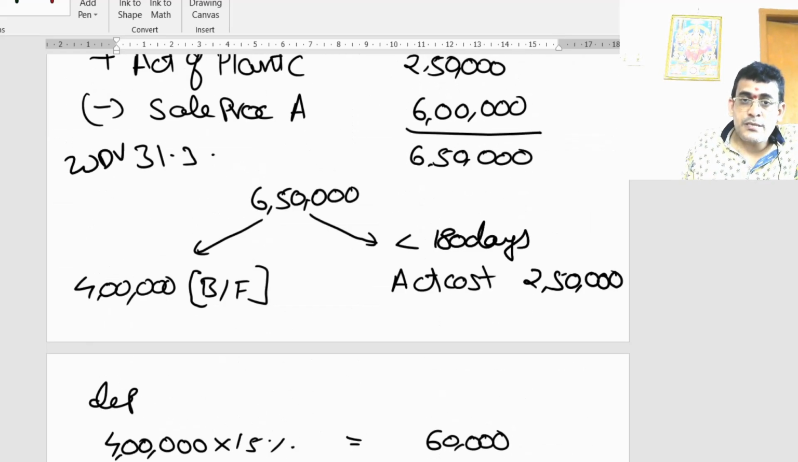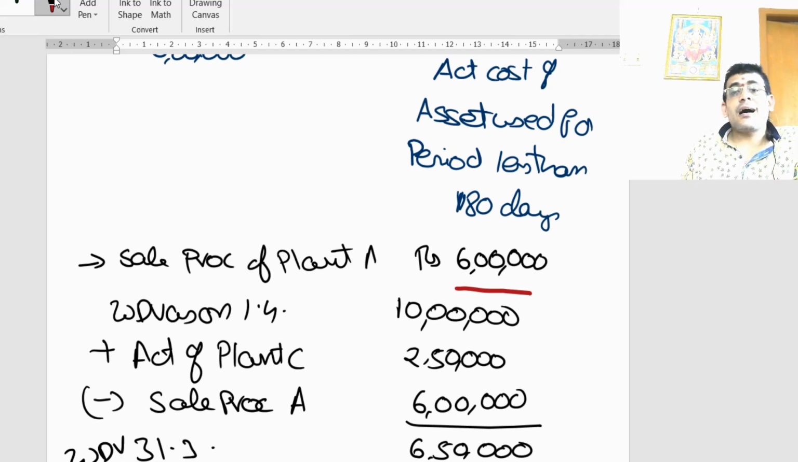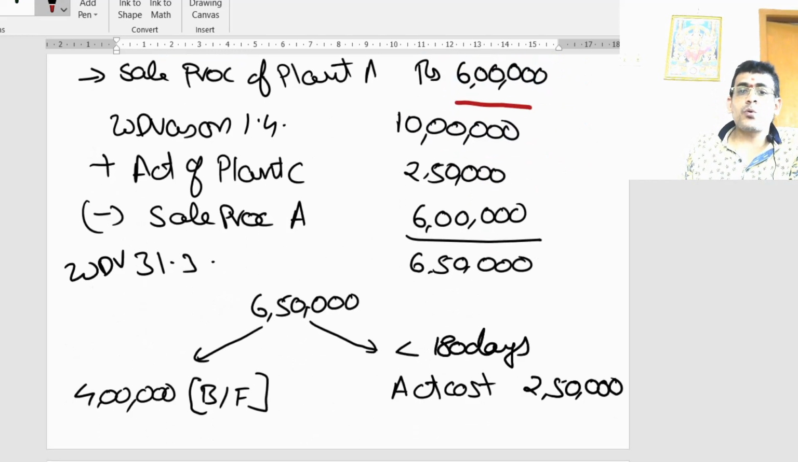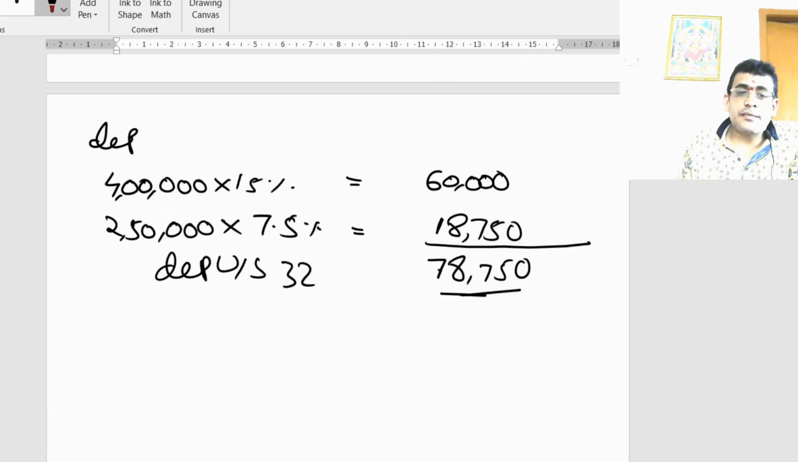Now let me change the same example again. So two cases we have discussed so far. In the first case your sale proceeds was 4. In the second case your sale proceeds was 6. Now in this scenario I am going to increase the sale proceeds further and take that as 11 lakhs. Okay, let us see. Now case 3. This is your case 3.